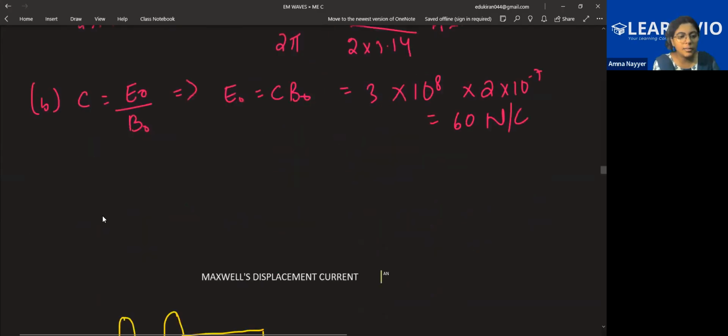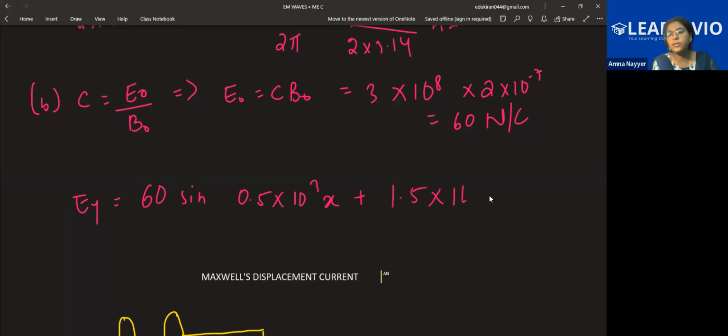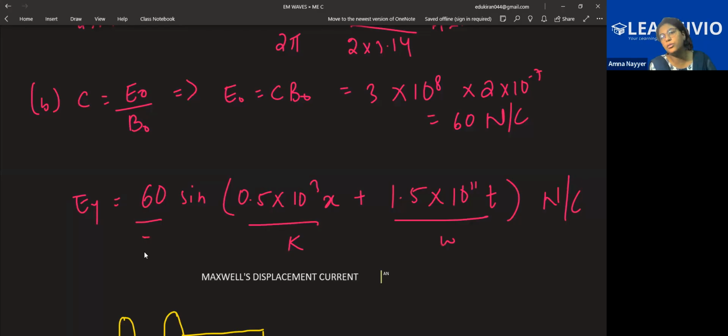Now when we are writing the complete equation Ey, everything will remain the same. What will be different is this value, E naught sine of kx plus omega t, where K was 0.5 into 10 to the power 3, and omega was 1.5 into 10 to the power 11, t, right? This much Newton per coulomb is how you have to write down the equation for the electric field using the magnetic field. This was omega, this is k, this will remain the same, just that E naught you have to figure out.